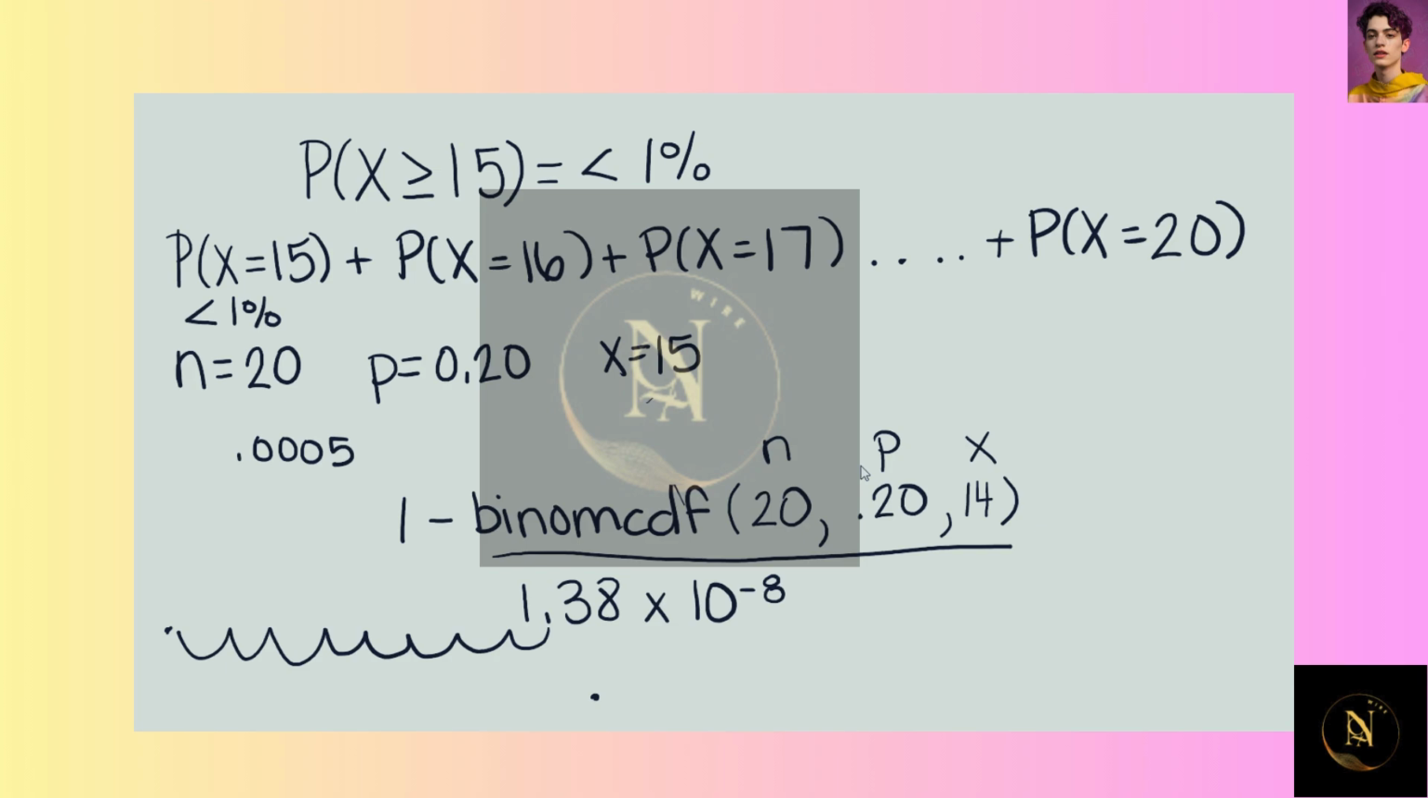So your answer would be 0.0000000138, which is a very low probability. And sometimes you might see that written as less than 1%. So that means, is it likely that you will guess 15 out of 20 questions correct, or even more than 15? It is definitely very unlikely because this probability is very small.